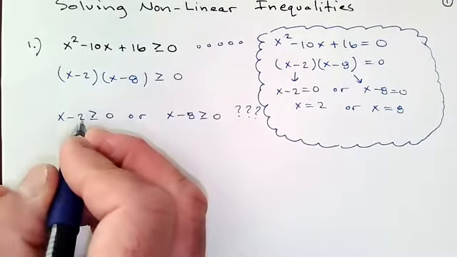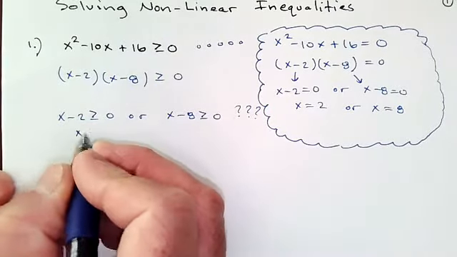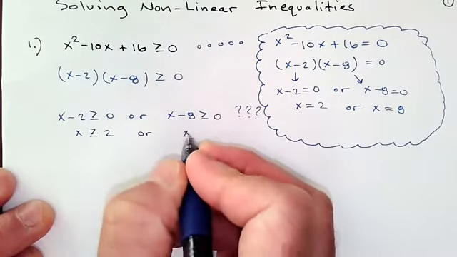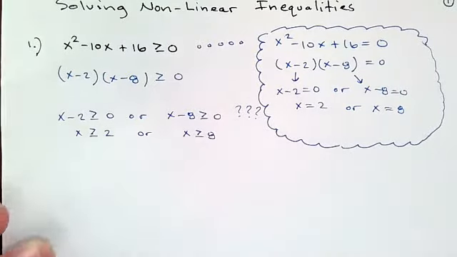Well, let's see. If you move the 2 over, you get x is greater than or equal to 2, or x is greater than or equal to 8. So first of all, that's a little confusing on what our answer would be. If you think on a number line, here's 2, here's 8. The numbers greater than or equal to 8 are over here. The numbers greater than or equal to 2 are over here. But what am I going to write as my answer? And here's the bigger thing.